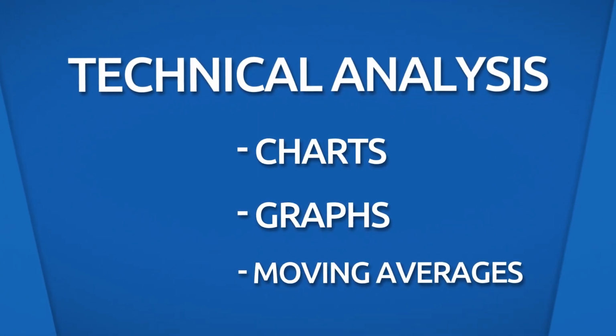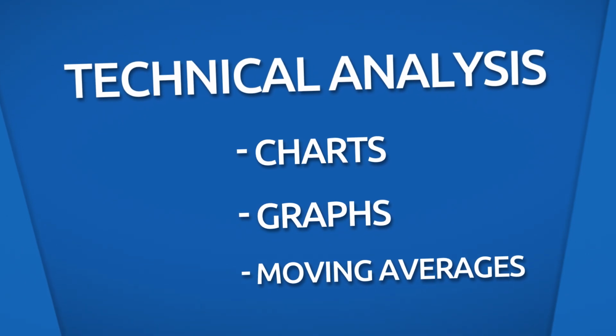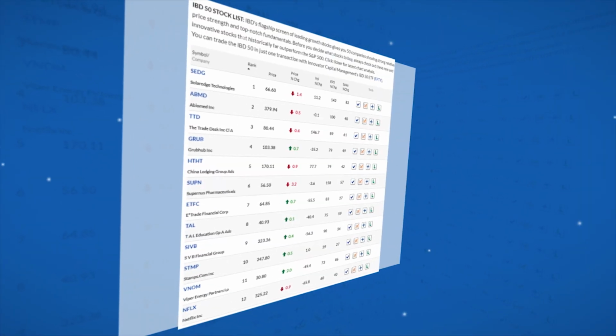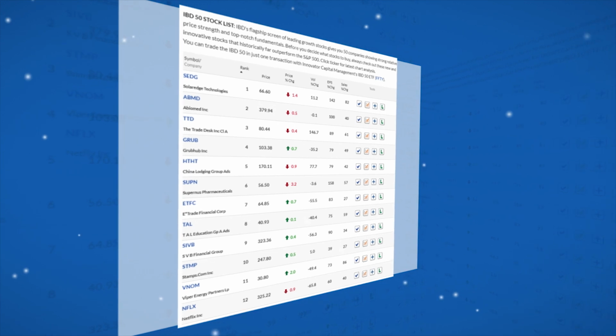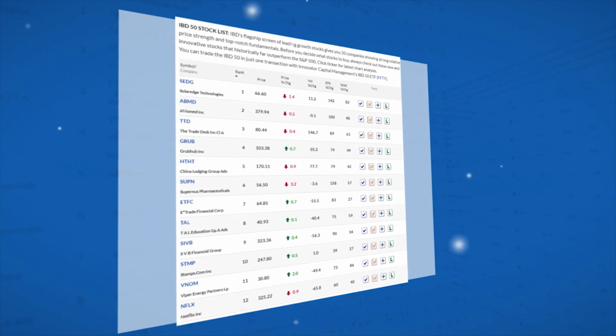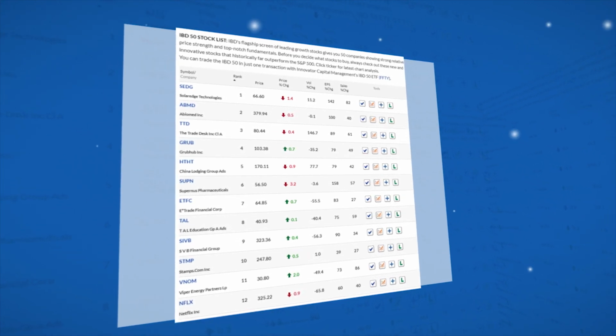The third part of my analysis is technical analysis, and this is really looking at charts, graphs, and moving averages. And one of the great resources that IBD provides is the IBD 50. The IBD 50 is the top 50 stocks by all 3 criteria that IBD ranks. This is sort of a must-read for me on a weekly basis because not only do I get new ideas from this list, but it also reinforces ideas I've already invested in as well.